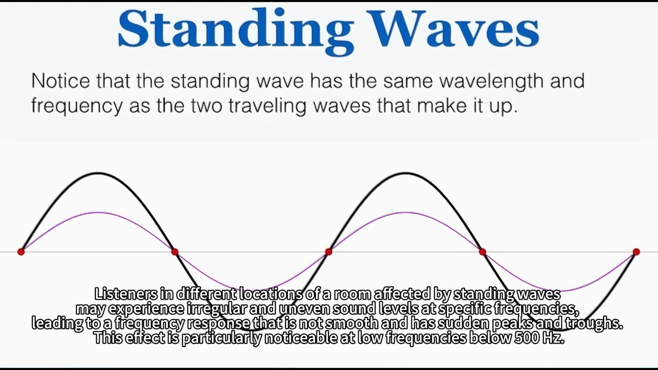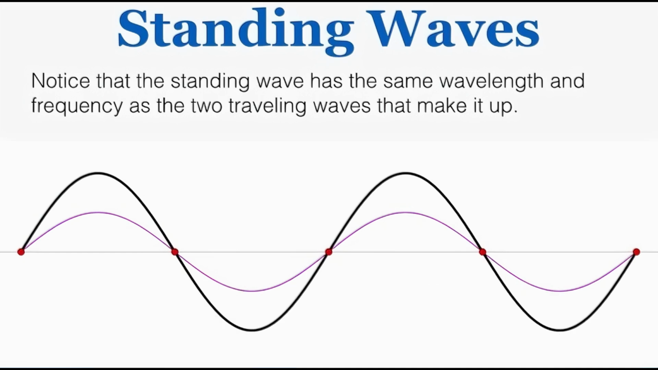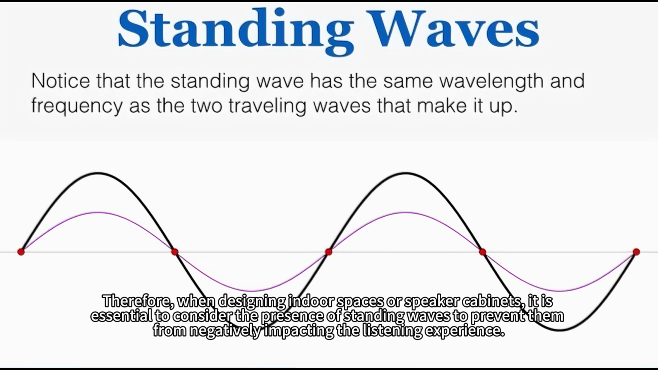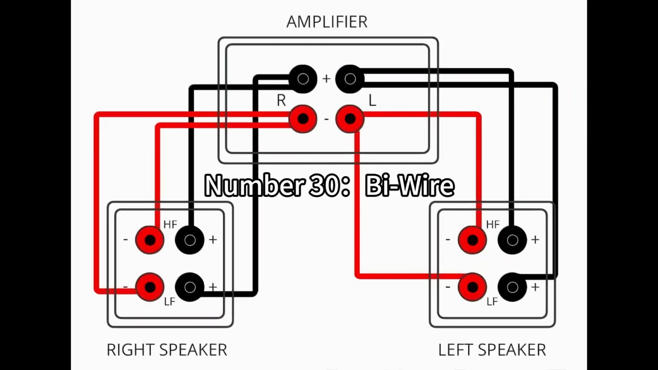Listeners in different locations of a room affected by standing waves may experience irregular and uneven sound levels at specific frequencies, leading to a frequency response that is not smooth and has sudden peaks and troughs. This effect is particularly noticeable at low frequencies below 500 Hz. Therefore, when designing indoor spaces or speaker cabinets, it is essential to consider the presence of standing waves to prevent them from negatively impacting the listening experience.